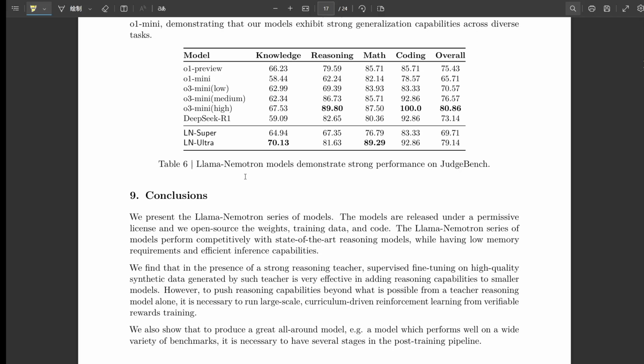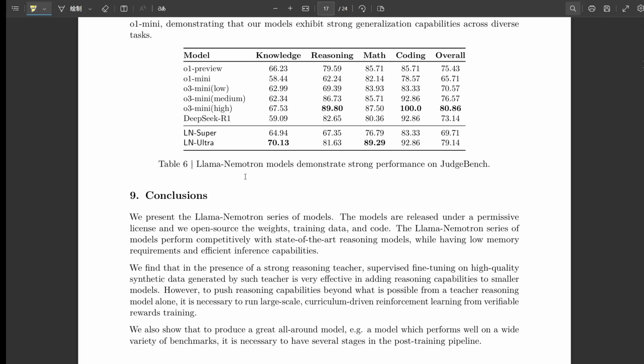Good question. They used two main reward signals. First, an accuracy reward. They had another powerful model, Llama 3.3 70B Instruct, automatically judge if LN Ultra's answer to a problem was correct. Okay, an AI judge. Second, a format reward. This simply checked if the model correctly used the think tags when it was supposed to be in detailed thinking on mode. It rewards following the instructed format.